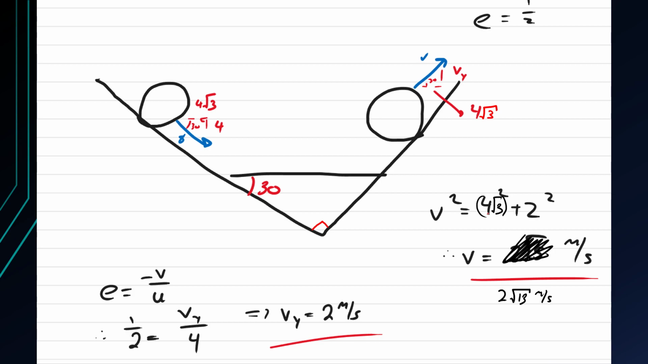Therefore, the velocity squared is the horizontal component, 4 root 3 squared plus 2 squared. And our final velocity is here as 2 root 13 meters per second. Now this might look slightly strange because our initial velocity was 8 meters per second, and our new speed is about 7. But that's because most of the speed is actually conserved in this 4 root 3.